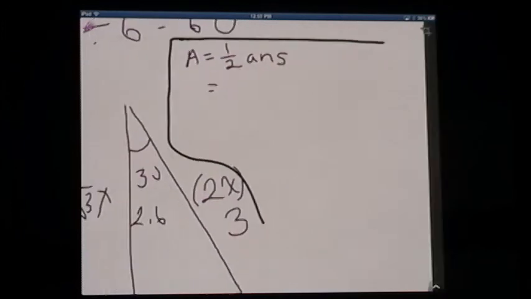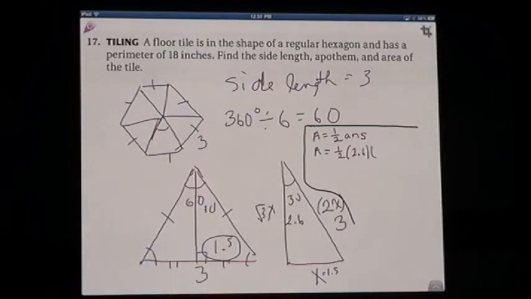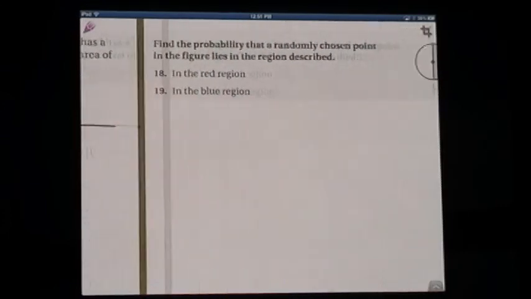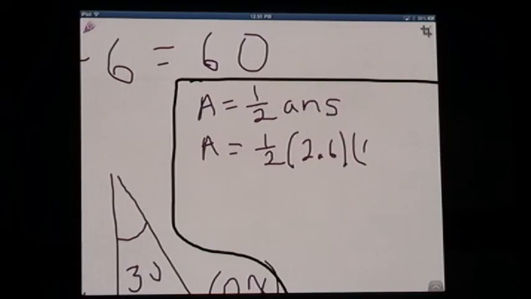We just found the apothem, it's 2.6. So we have the area is equal to 1/2 times 2.6. We slide out, we can see our number of sides is 1, 2, 3, 4, 5, 6, times 6, and our side length was 3. And then you just put that into your calculator. You can work it backwards if you like to. 3 times 6 times 2.6 equals, and then divide by 2.